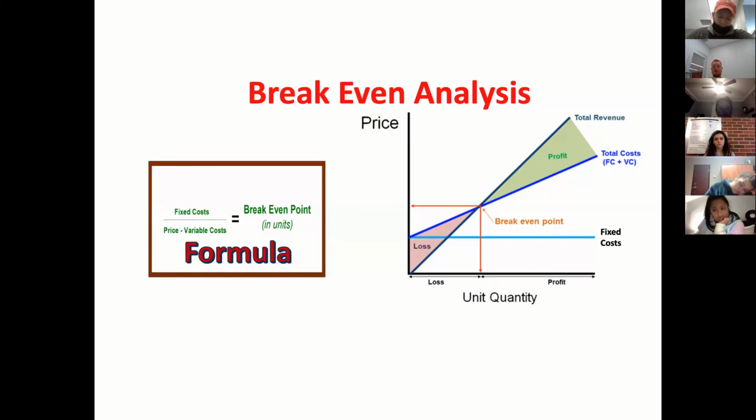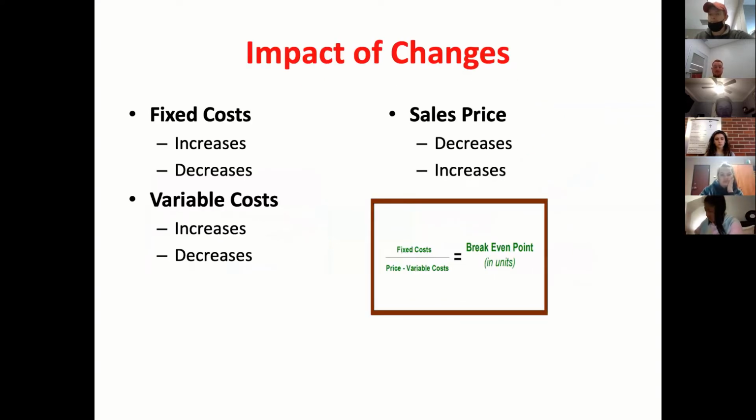Now, all of a sudden, we have the difference between our total revenue and variable cost, which is our profit. So below break-even, we have a loss. Above break-even, we have a profit. So let's talk about the impact of changes. Let's suppose my fixed cost is $10, my price of one unit is $2, and my variable cost is $1.